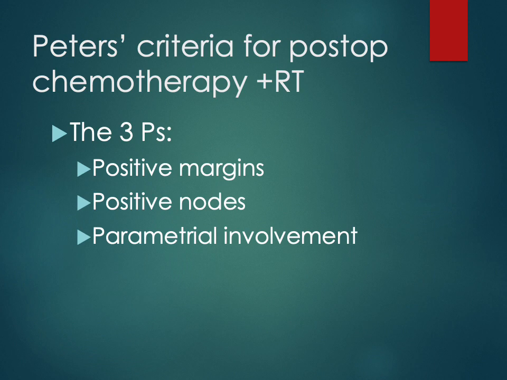One more note on cervix: these are the Peters criteria for post-op chemotherapy and radiotherapy. So you can think of this as the 3 Ps. If your question stem gives you a patient who had a radical hysterectomy and they have either positive margins, positive nodes, or positive parametrial involvement, what's the next step? For these patients, they get systemic chemotherapy and radiation therapy.